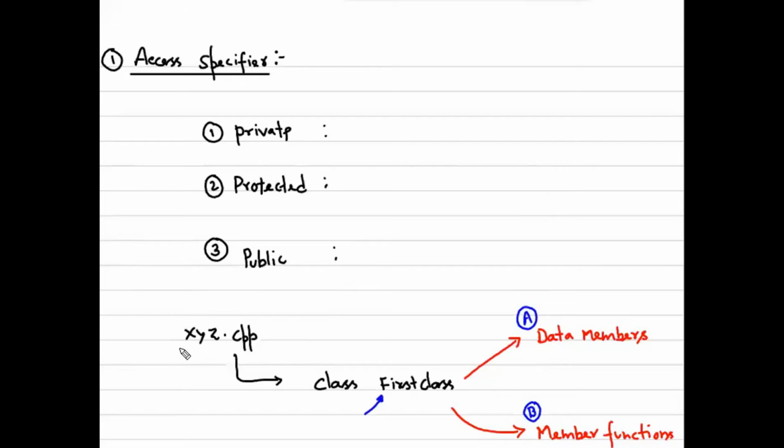So let's say we have written C++ code in an XYZ CPP file, and we have a class named first class. In it we have data members, meaning variables like a string, integer, or float. A member function is the function inside which we write the logic. So we will talk about A and B in the private, protected, and public specifiers. Let me write the definition of each of these specifiers, and we will discuss them.